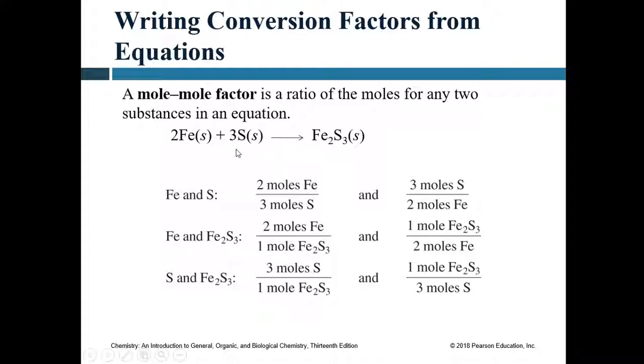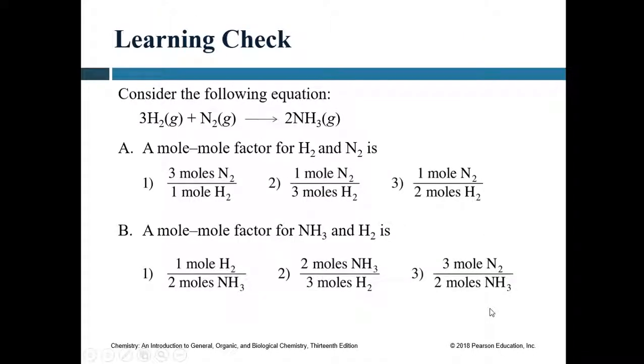Or if we needed the relationship between our sulfur and the iron 3 sulfide, the relationship is 3 moles of sulfur to 1 mole of iron 3 sulfide, or we could have written it the other way around, 1 mole of iron 3 sulfide to 3 moles of sulfur. Now, let's see if we can figure this one out.